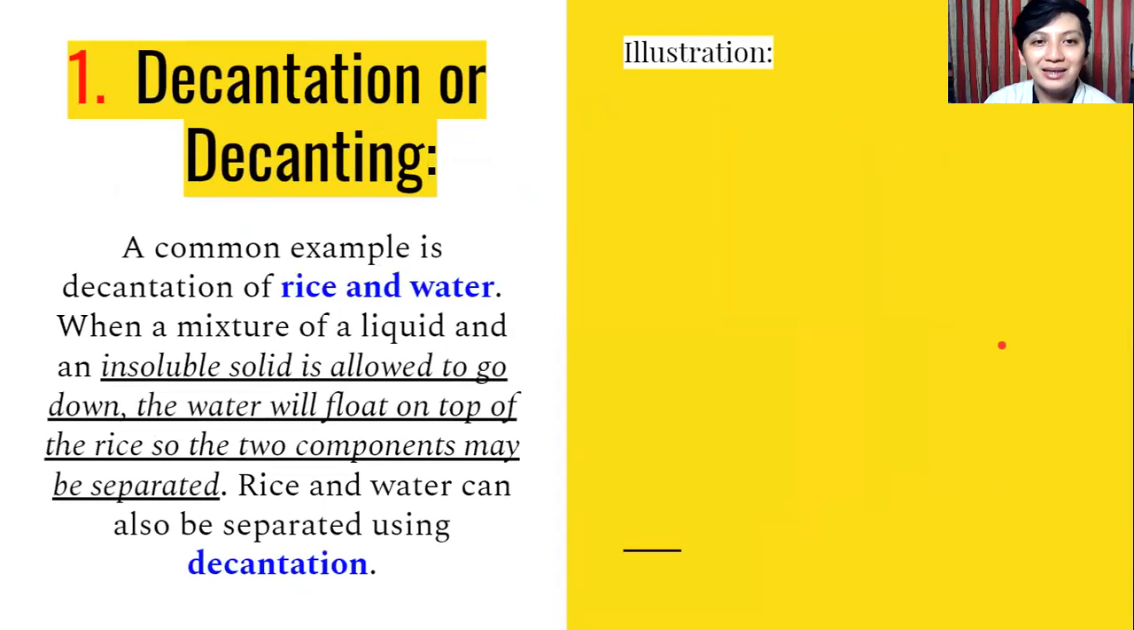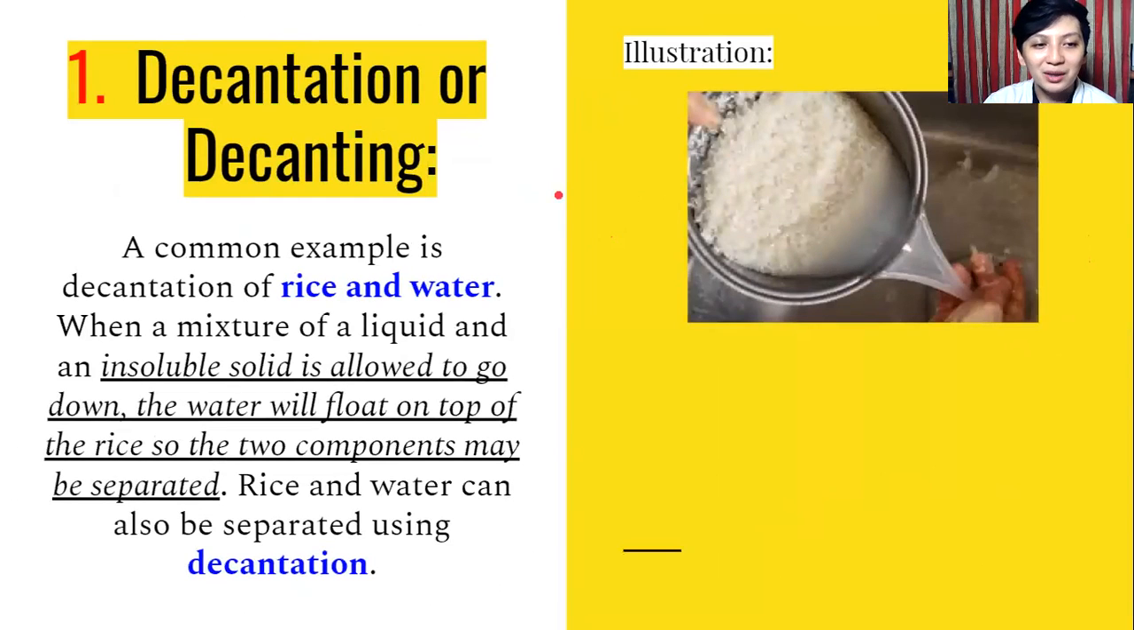So let's start with decantation or decanting. A common example of decantation is the washing of rice and water. When a mixture of a liquid and insoluble solid is allowed to settle, the water will float on top of the rice so the two components may be separated. Rice and water can also be separated using decantation. So simply separating the solid part from the liquid part. It's like you're pouring the liquid part. Okay, that is simple decantation.